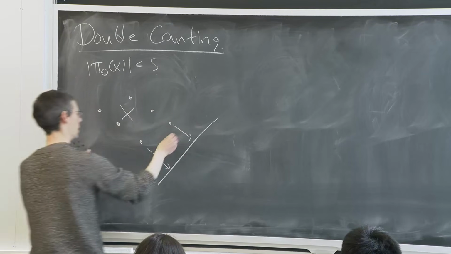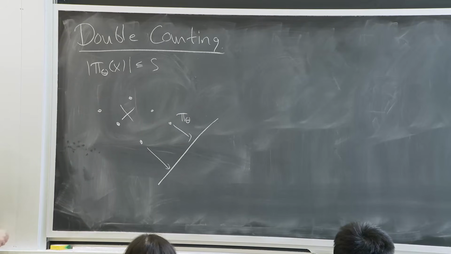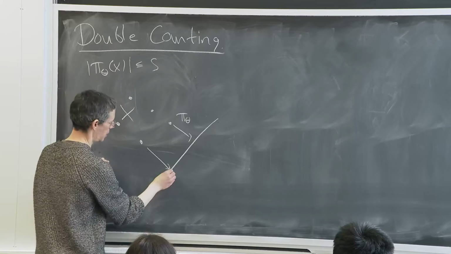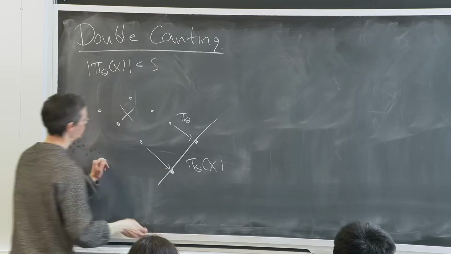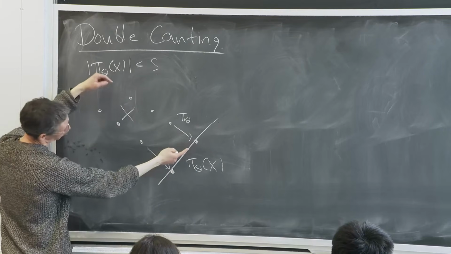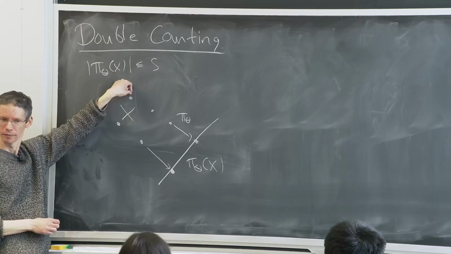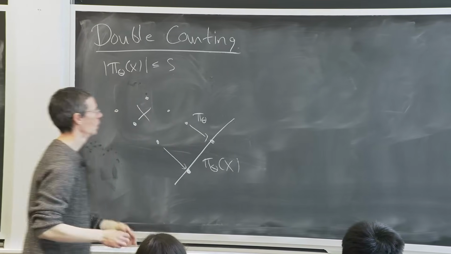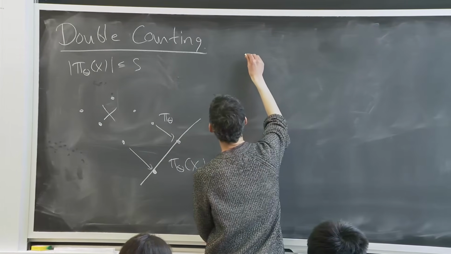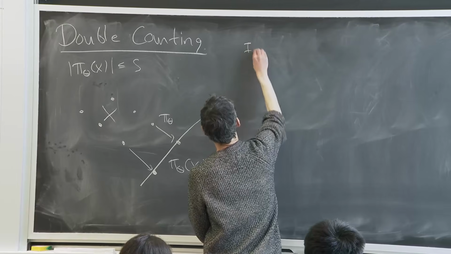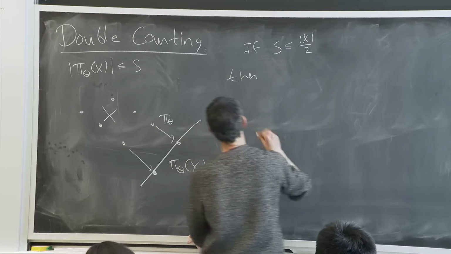So here we have x, and this arrow is the projection map pi theta. And then down here, we have pi theta of x. You'll notice that for most points in the projection, we'll have many points of x that are going on top of it. So we're going to pay attention to that. The first thing we'll say is that if s is smaller than x over 2, then we have a lot of points going on top of each other.